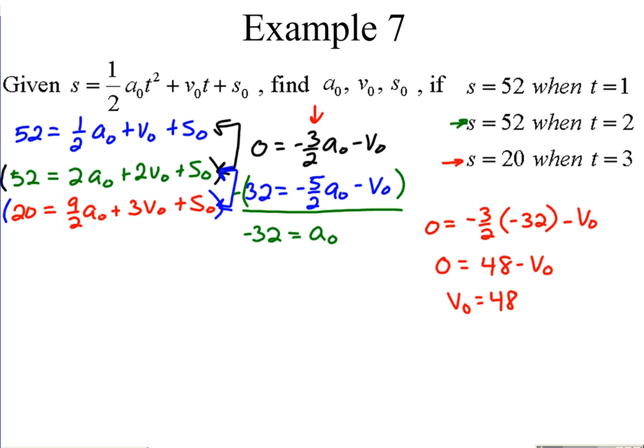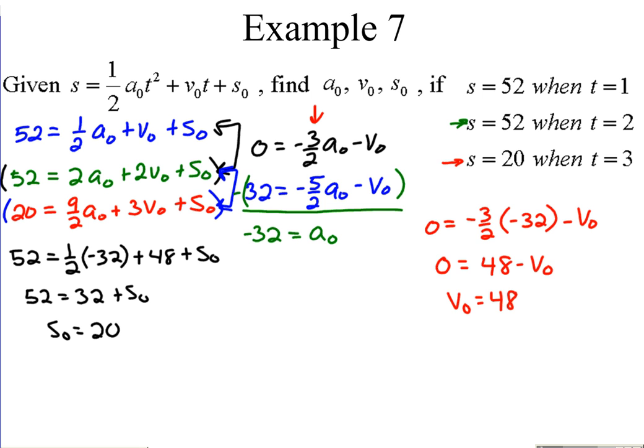And finally, if I know v of 0 and a of 0 now, we can plug back in wherever we want and find s of 0. If I use this top equation, 52 equals 1 half a of 0, which we know is negative 32, plus v of 0, which we know is 48, plus s of 0. We get negative 16 plus 48 is 32. S of 0 is going to be 20. So there's our three variables.